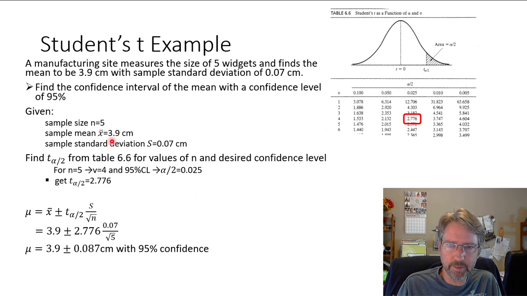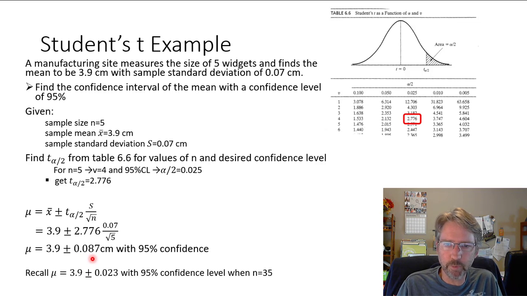Then we just plug it in to the numbers we're given with the student's t, and we find 3.9 plus or minus 2.776 times 0.07 divided by the square root of 5, and we get this number here, 0.087, as our delta with 95% confidence. So with 5 widgets measured, we're going to be less confident, or giving a bigger delta here. If you remember, when we took 35 measurements, we had a smaller confidence interval for the same confidence level.